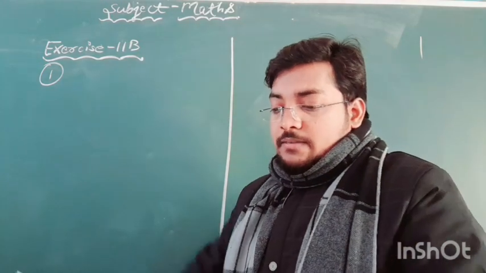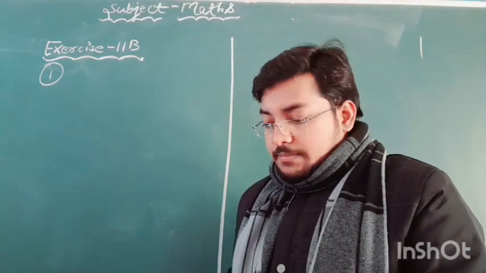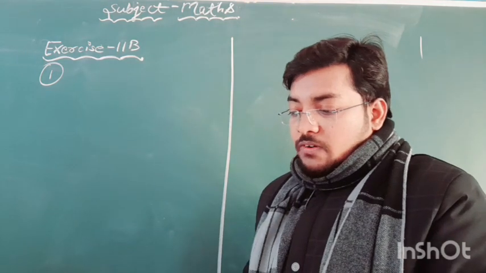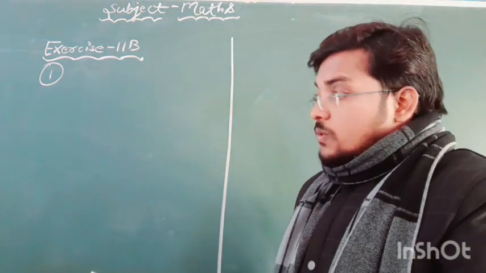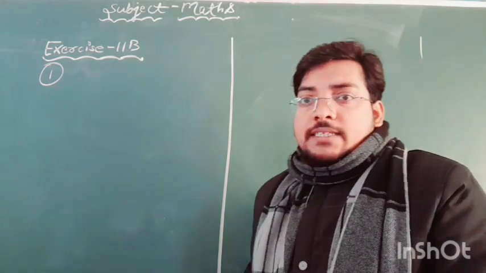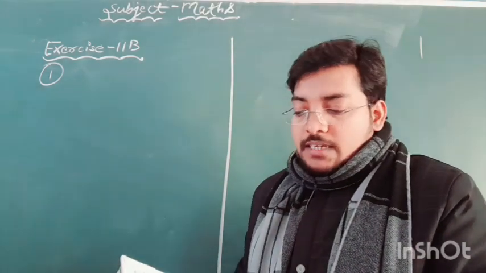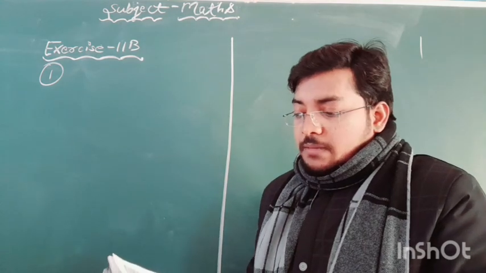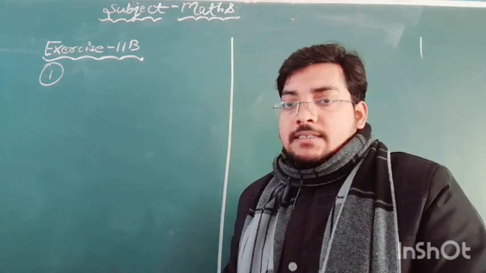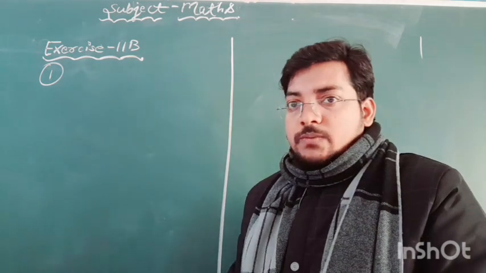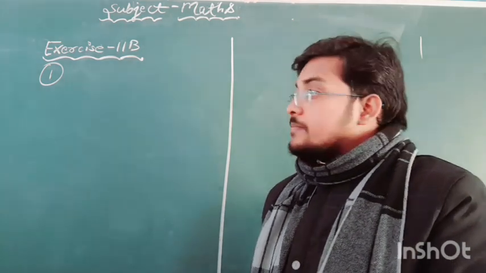Each side of an equilateral triangle is denoted by L. Write the rule for its perimeter using L. So, as we know that all sides of the equilateral triangle are equal, the perimeter of the equilateral triangle is 3 into side, and its perimeter is 3L.